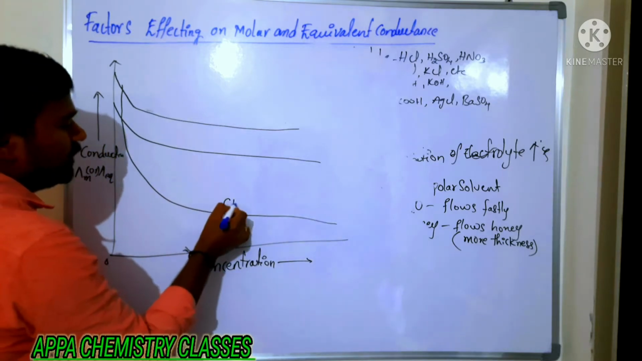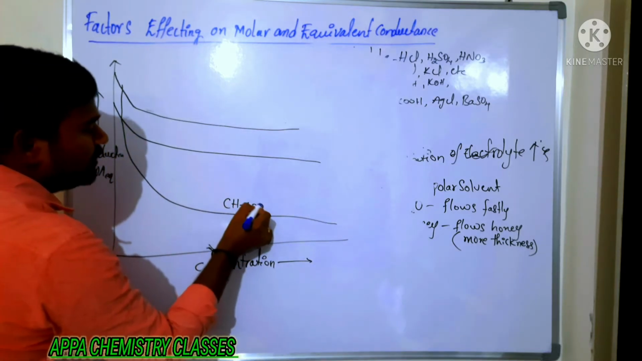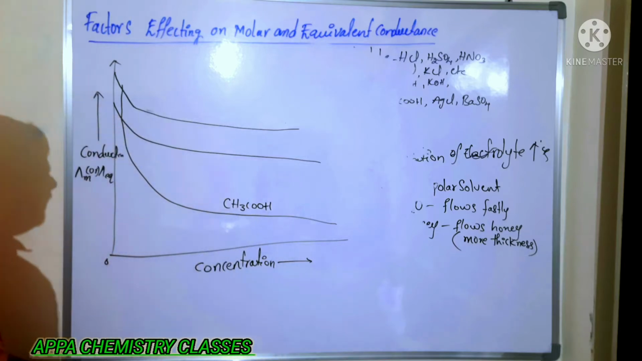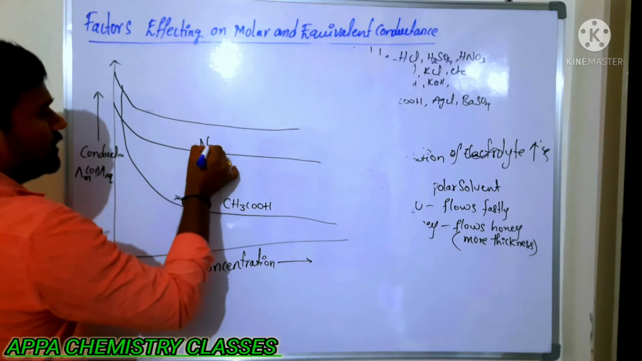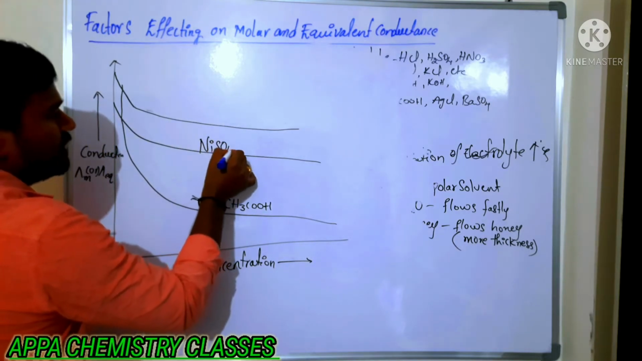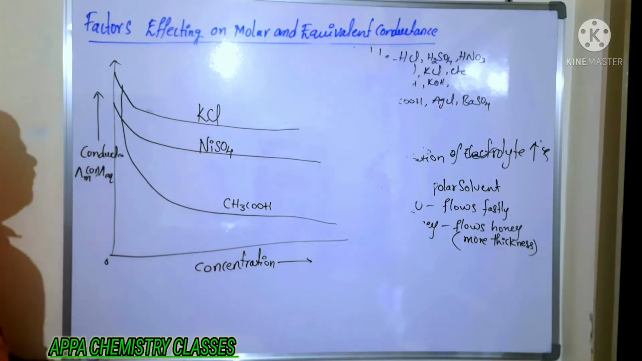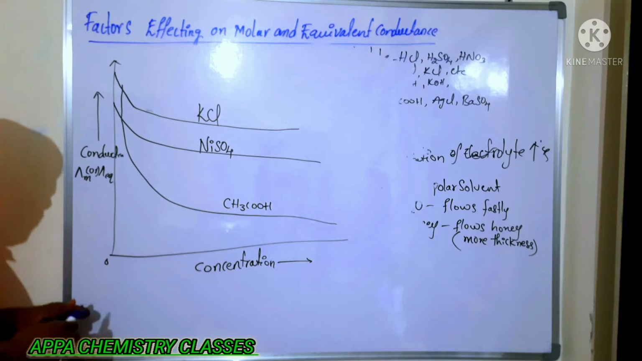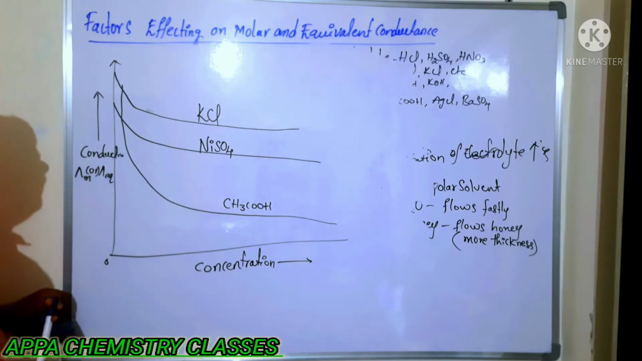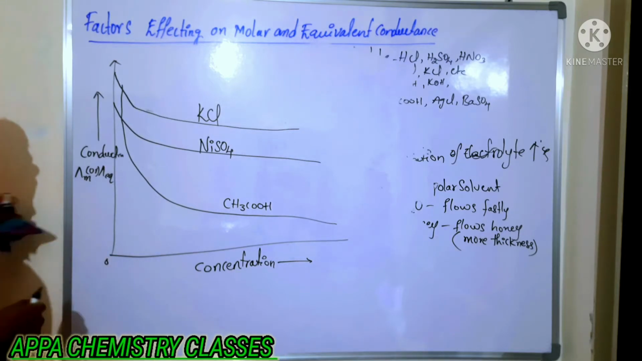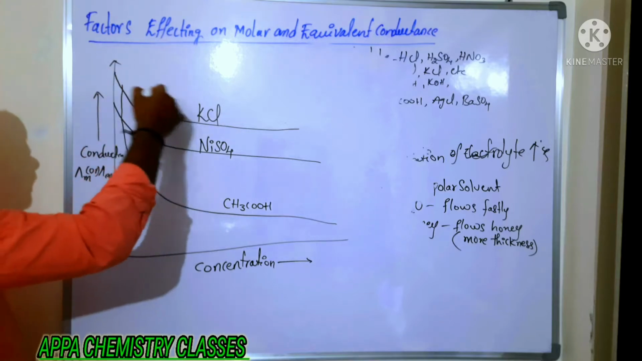Now this is for acetic acid. This acetic acid is what? It is a weak electrolyte. Nickel sulfate, say for example, or here it is potassium chloride. Now you see in this case, the potassium chloride is a strong electrolyte which has the more conductance.